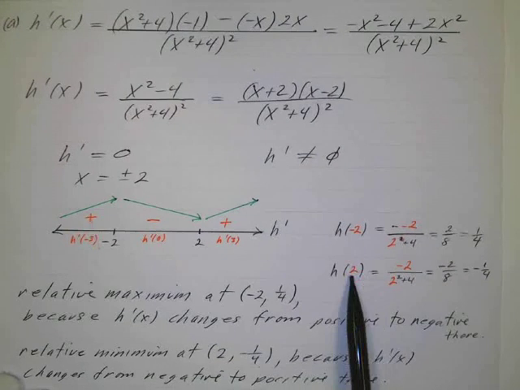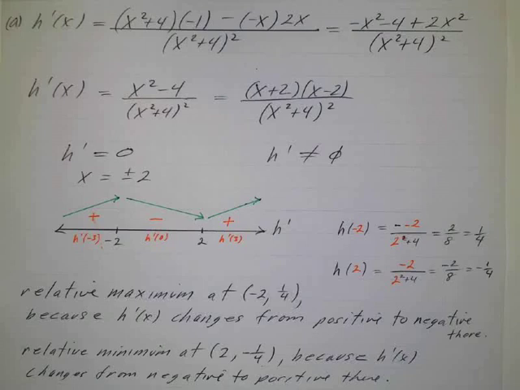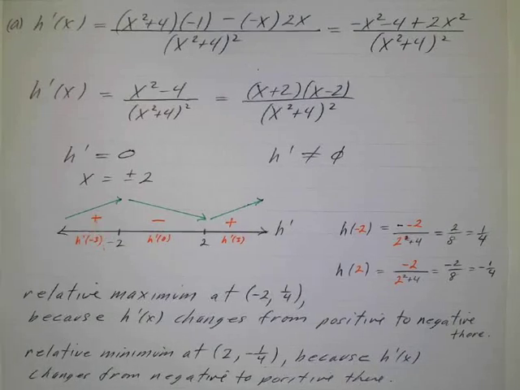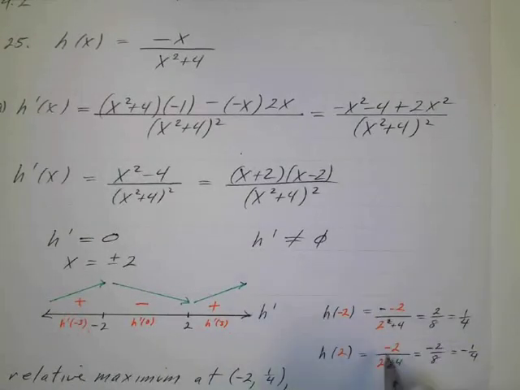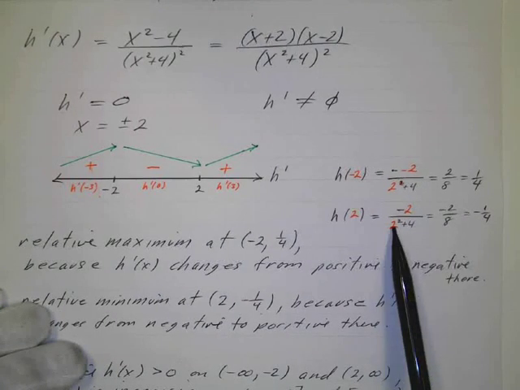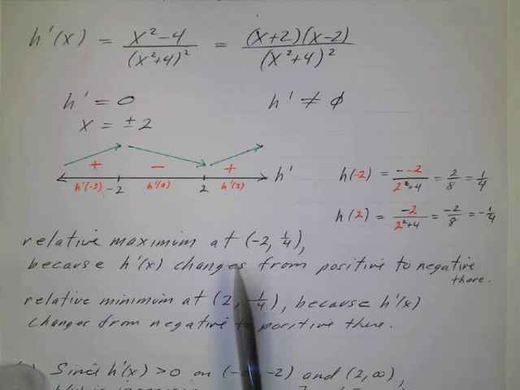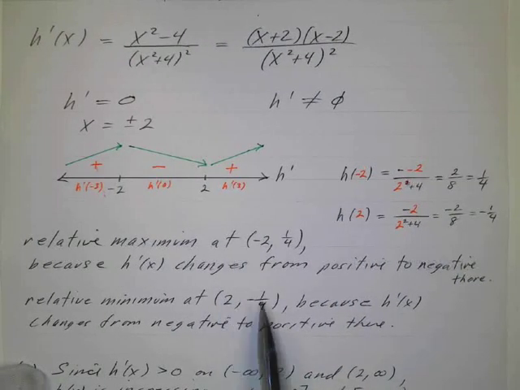And then h of 2, there's a negative again in the formula. So that should be negative here in this formula. Okay. So h of 2 is negative 2 all over, again, 8. So that's negative 1/4. So these are the values that go. So I've got negative 2, 1/4, and I got 2, negative 1/4.